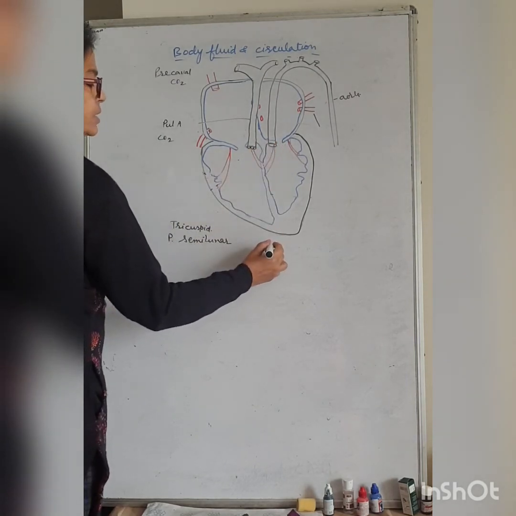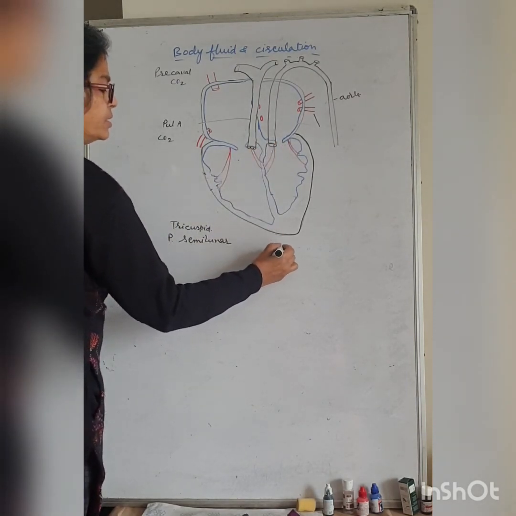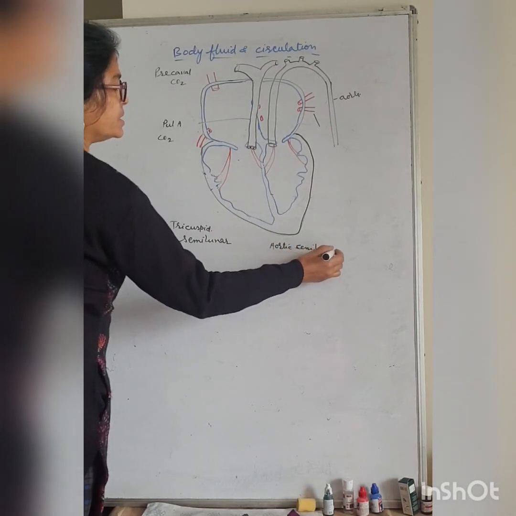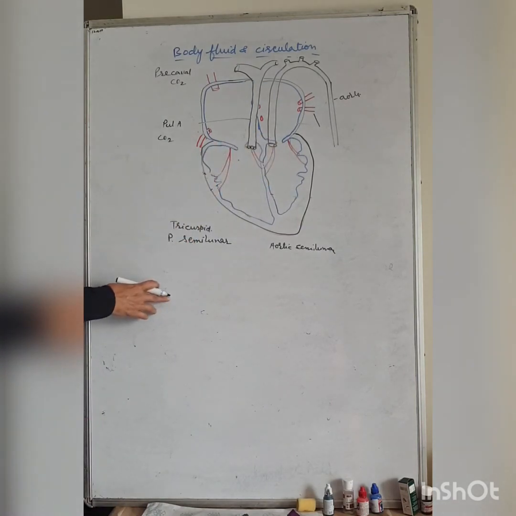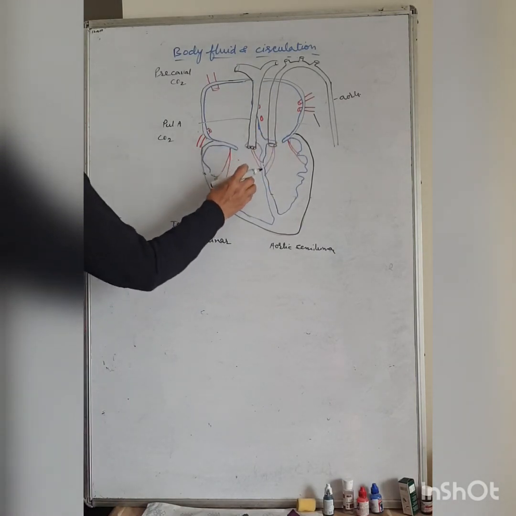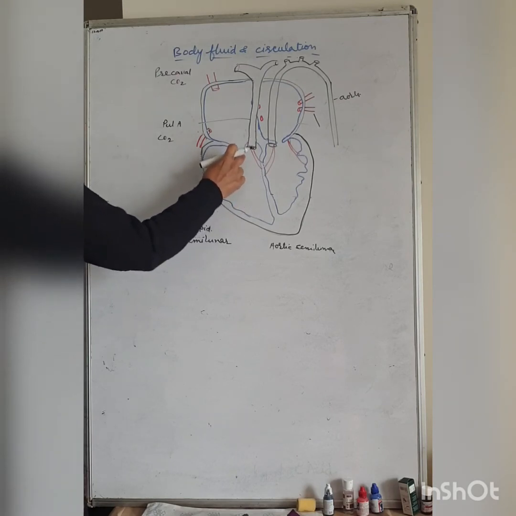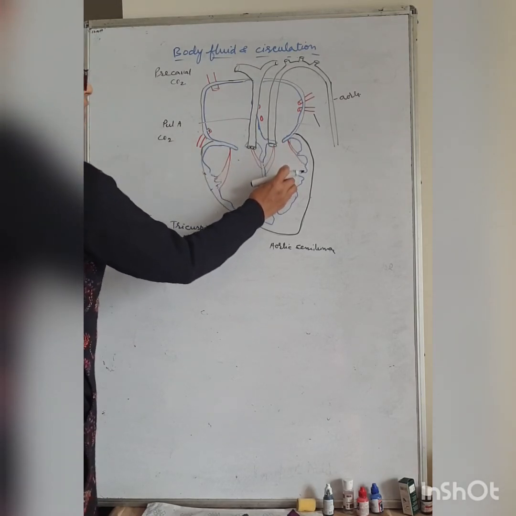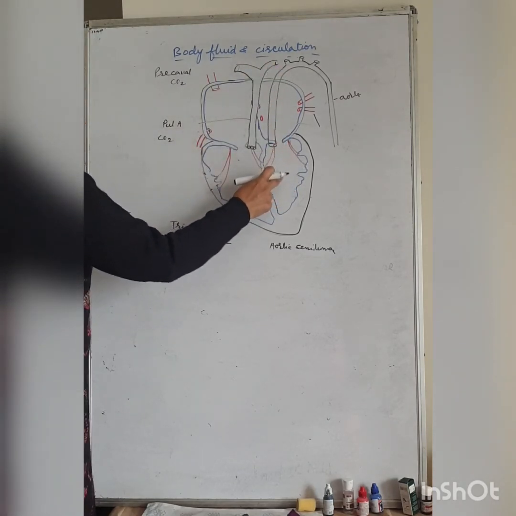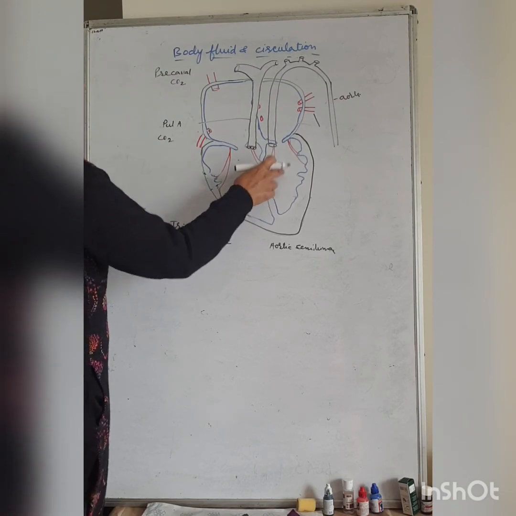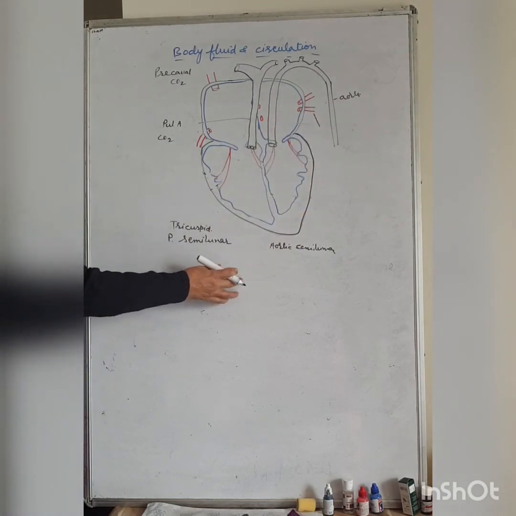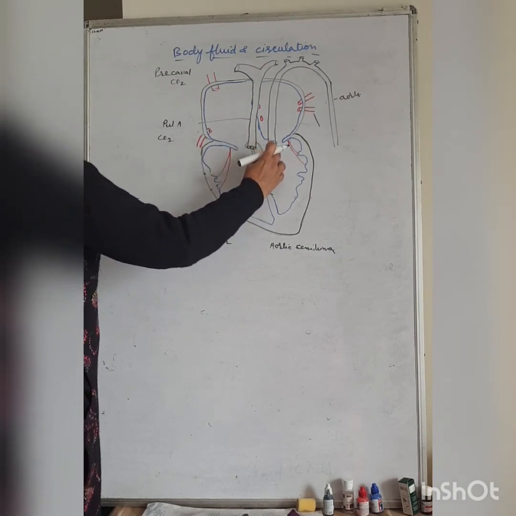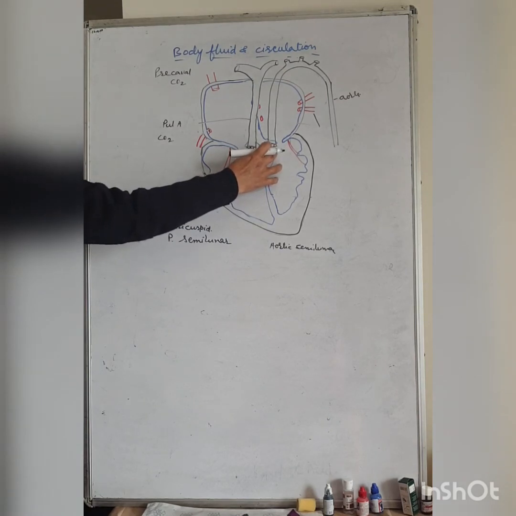So it is called the aortic semilunar valve. From the right ventricle, the pulmonary artery carries the deoxygenated blood to the lungs. From the left ventricle, the aorta carries the oxygenated blood to the different parts of the body. So these valves are the pulmonary semilunar valve and the aortic semilunar valve.